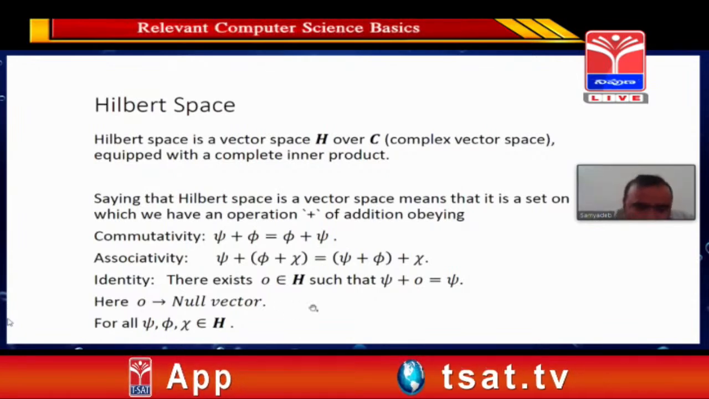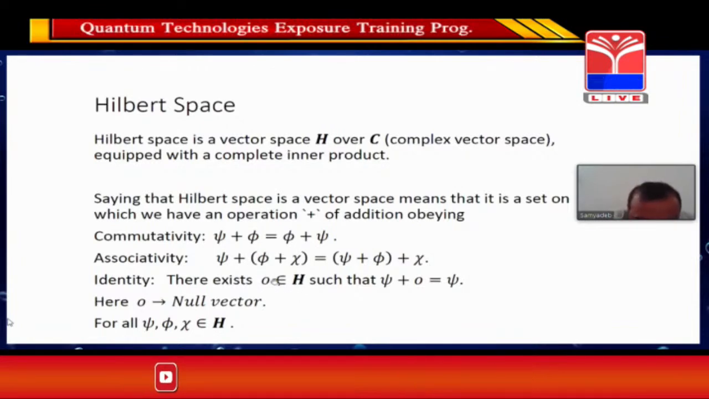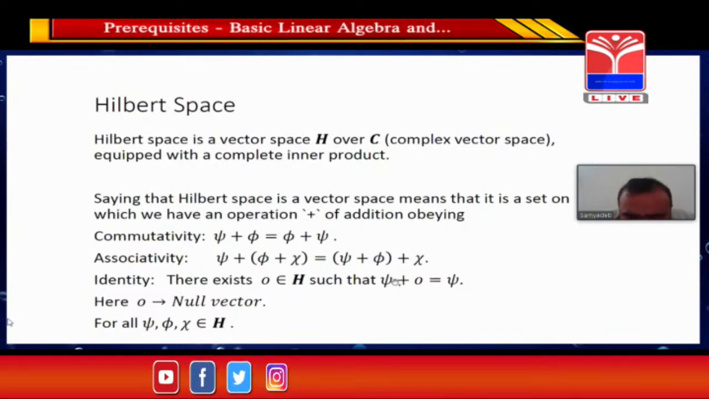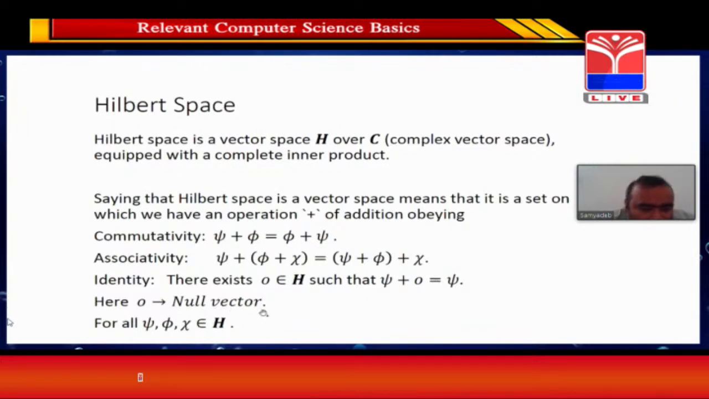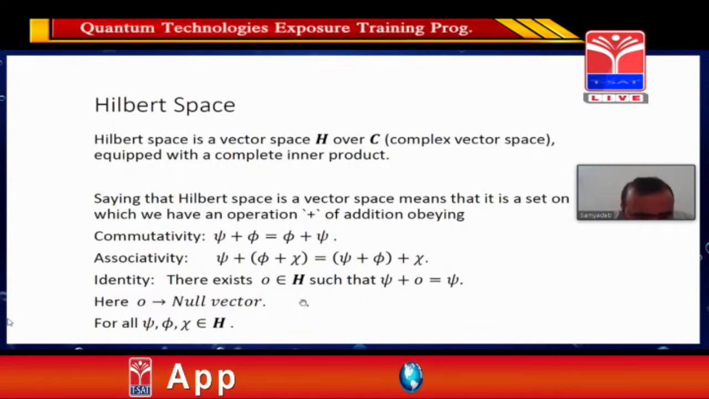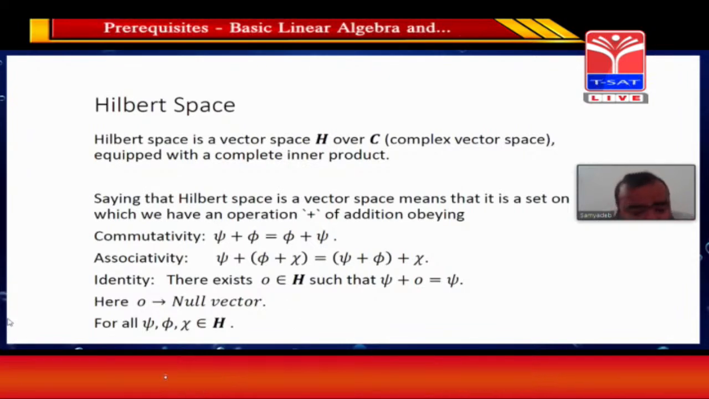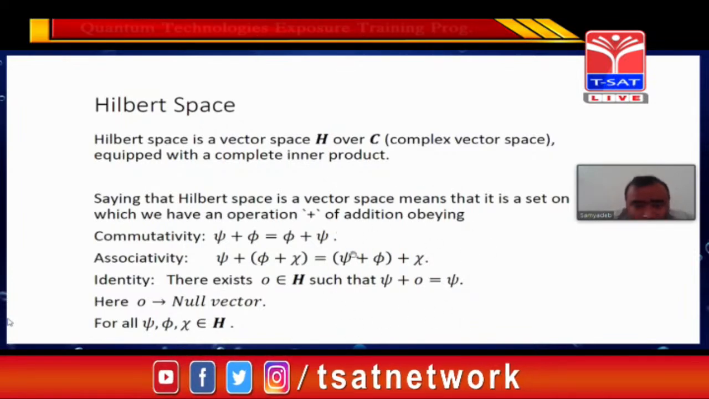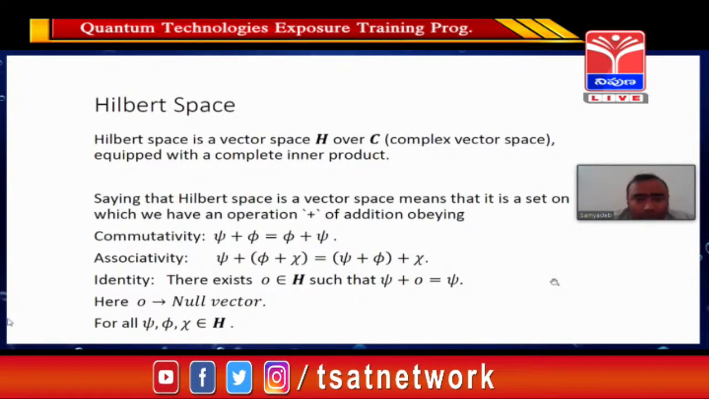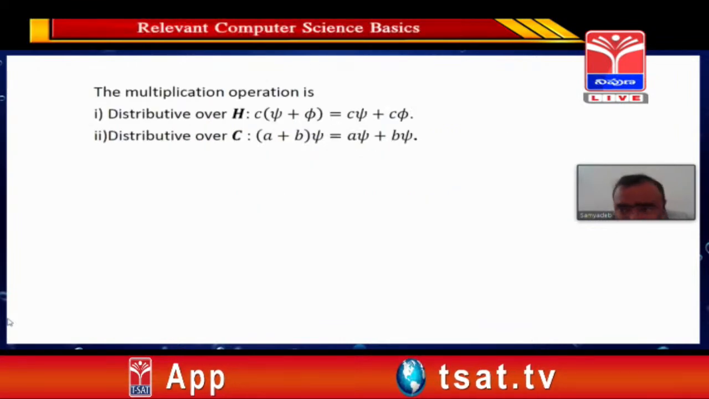Same thing for the vector also. So there should exist something called a null vector, which is represented by this small o. If you add it with the vector xi, you get the vector xi back. This o is called the null vector, and it is the identity for the addition operation. So these are the additive properties for the addition operation for a Hilbert space. There is also an operation called the multiplication operation.